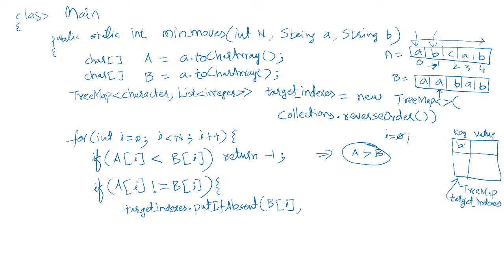Okay, and then what does it do? It creates an empty array list. We need to create an empty array list because we have to store all the indexes present for A, for that character or key value. So how do we create a new array list in this case? You just say new ArrayList.